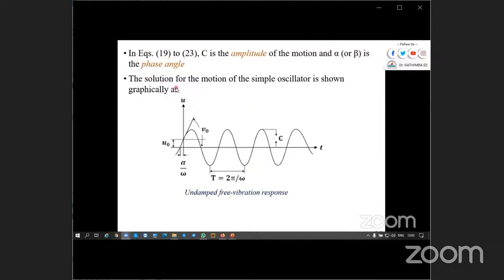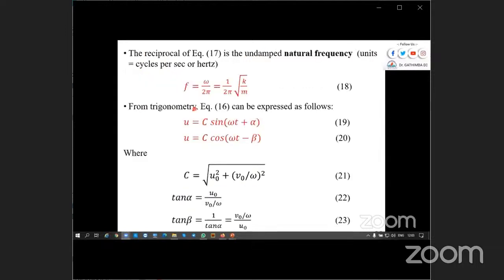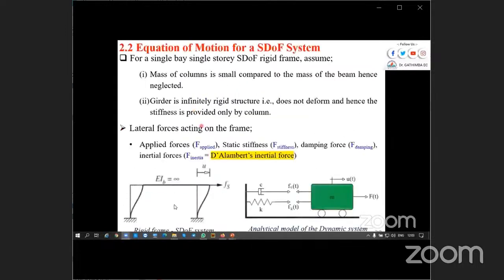Remember the simple oscillator, where we started with the rigid frame. We started with the rigid frame, single story. Then we expressed it using a simple dynamic model, calling it a simple oscillator.